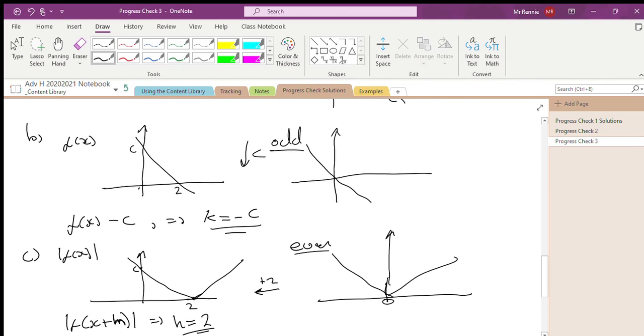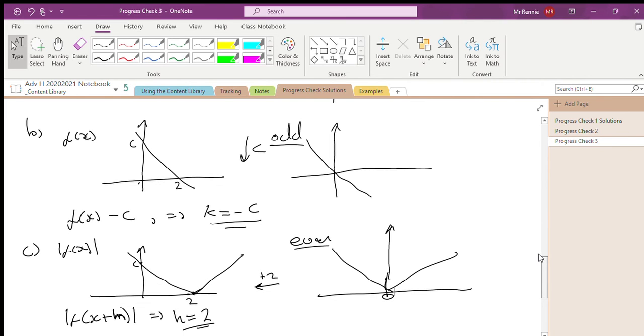Okay, so that's what these were for. So they were 2 marks each for part A and part B. Part B was just a 1 mark question. Okay, so now move on to question 3.